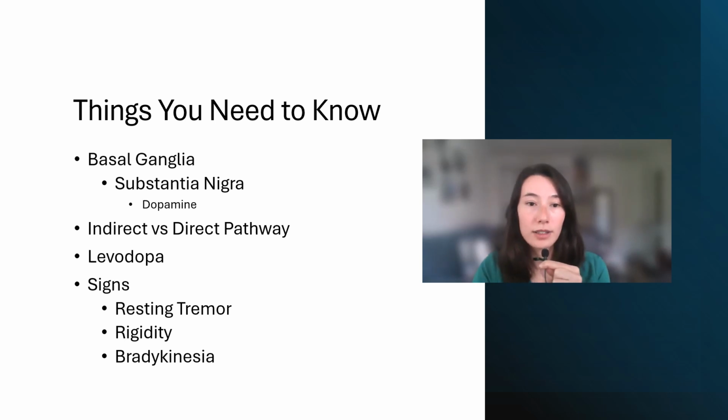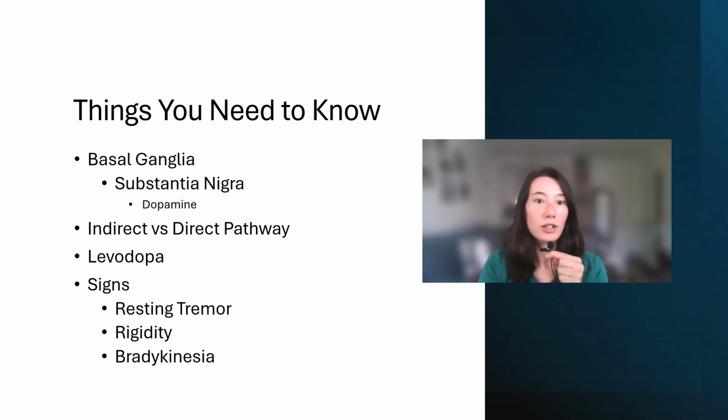Secondly, the indirect and direct pathways. These two pathways are involved with the communication of things that go on within the basal ganglia and communication going to the thalamus, to the cortex, to and from, okay? So they're both pathways that involve a large part of the brain, and they are ultimately altogether what drives movement. Now, because of a lack of dopamine, these pathways don't work optimally, which will result in the movement impairments that we see. Next, we have levodopa.